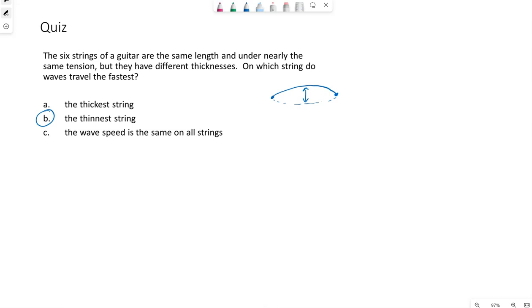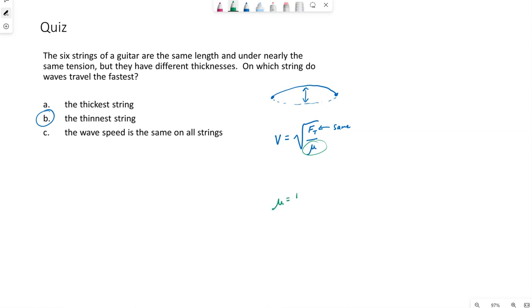Now, in terms of the wave speed, we know the speed of a wave on a string is equal to the square root of the force of tension and inversely related to the linear mass density. So they're telling us these strings are the same length. They're under nearly the same tension. So we'll just say this tension is the same. And ultimately, they differ based off of mu, this linear mass density.